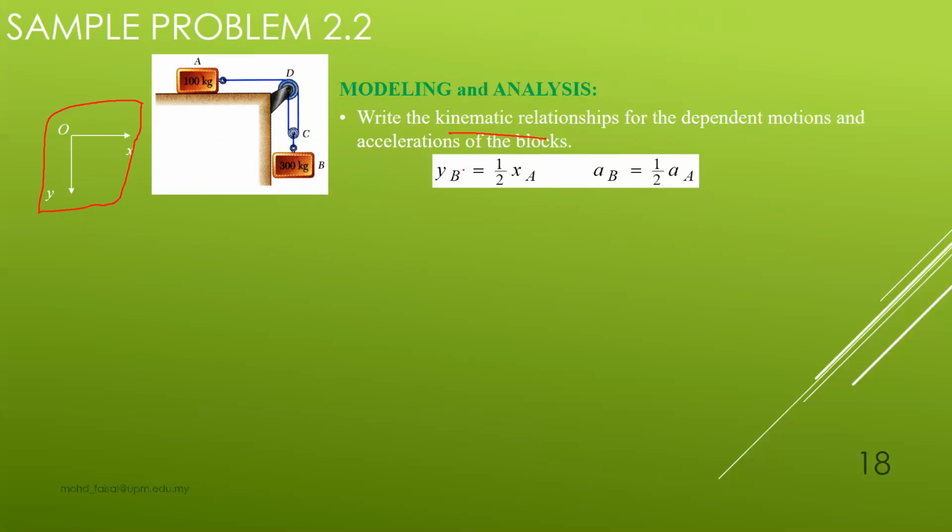Why is it like this? Because of YB here, you have YB. You have 2 YB here, 2 lines, 2 cord supports on this side, and you only have 1 line for A. This is your XA. So therefore you will have this, and the same goes for this part.